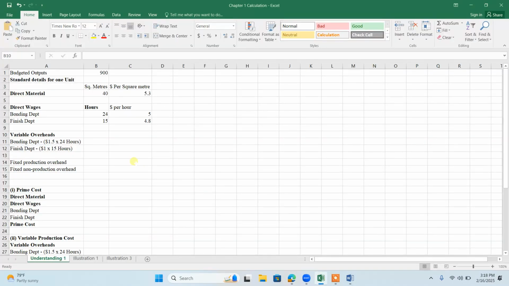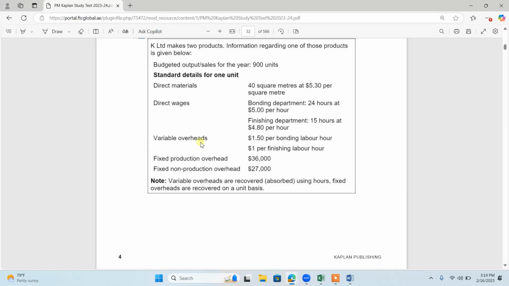Let me enter it here. 24 hours are required. How much will they charge? 1.5. In the finishing department we have 15 hours. And how much will they charge? We charge 1. I'm just entering the data and then we are going to solve this question.